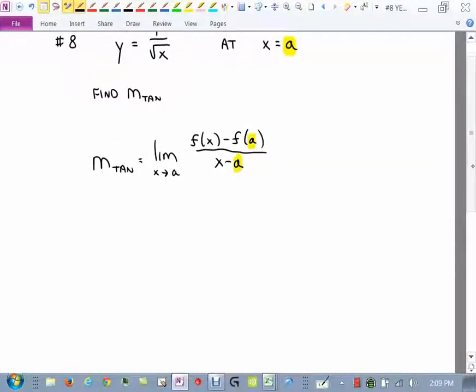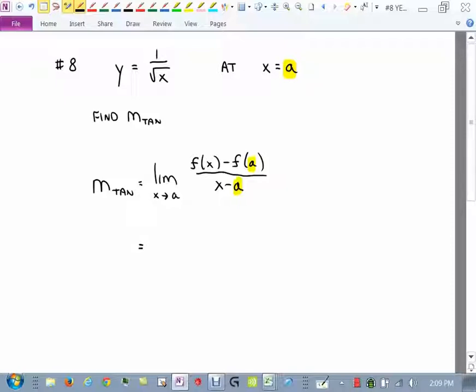We have the limit as x approaches a of f of x. Now, f of x is just this. So f of x is 1 over square root of x, minus f of a. Well, what happens when you plug a in right there for x? You just get 1 over square root of a, all over x minus a.